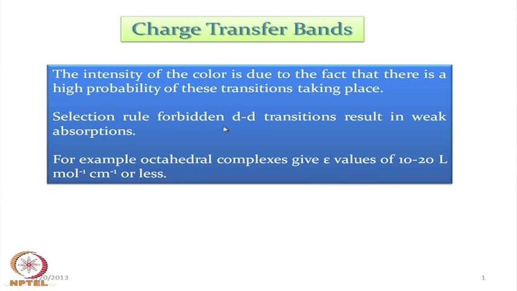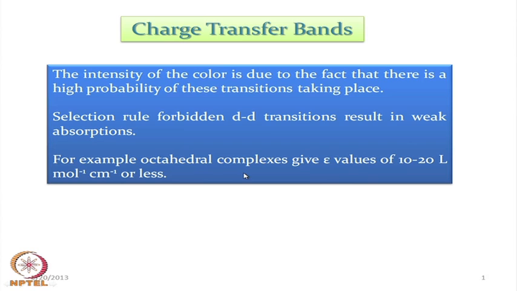Because we have seen that in the case of d-d transitions, the selection rule does not allow all the d-d transitions, particularly transitions involving one d orbital to another d orbital, which results in very weak absorption. That is why all the d-d transitions we have classified as weak transitions. Now we can categorize these charge transfer transitions as very strong transitions, whereas for d-d transitions the epsilon values are pretty low, sometimes in the range of only 10 to 20 liter mole inverse centimeter inverse, or sometimes even less.